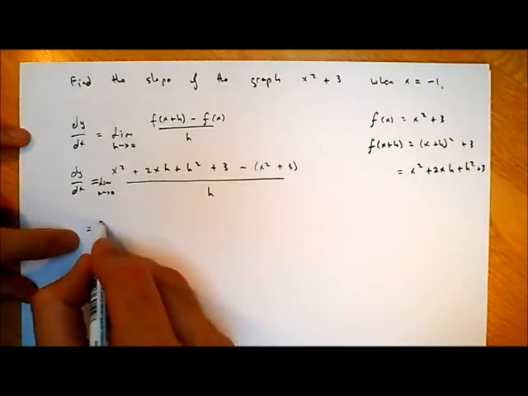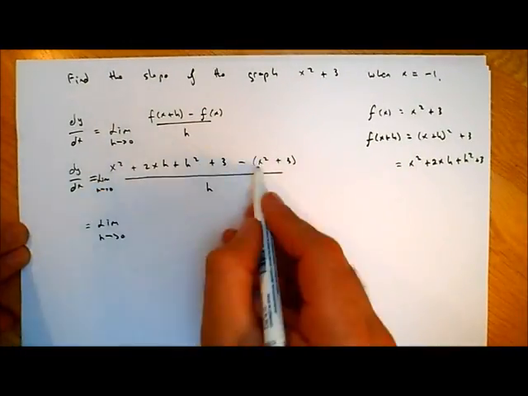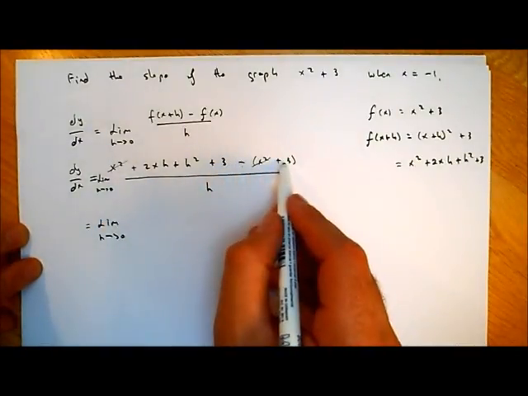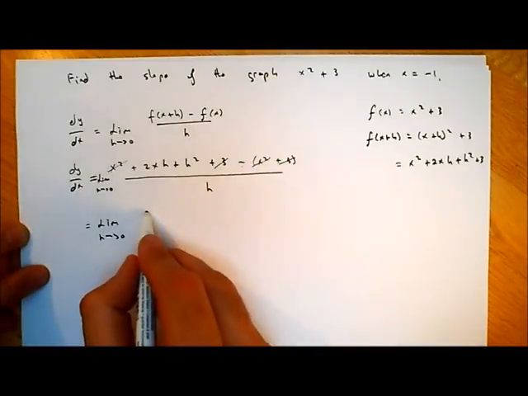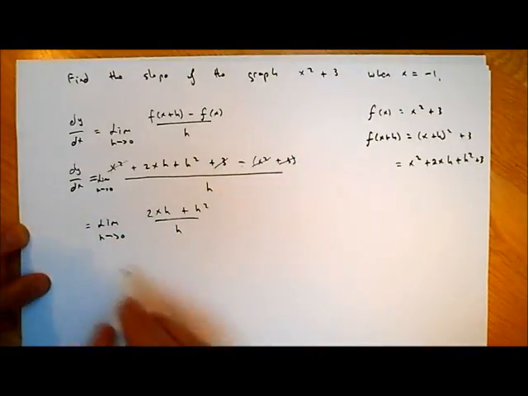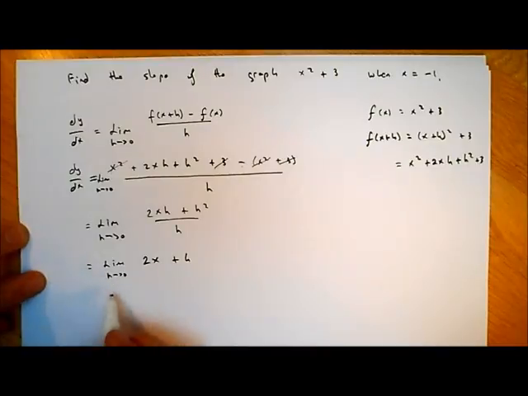So we get the limit as h approaches 0. We've got x squared minus x squared, so they're gone. We've got 3 minus 3, so they're gone. And we're left with 2xh plus h squared all over h. So let's divide by h. h into 2xh goes twice x, h into h squared is h. And now we can work out the limit. As h approaches 0, that's going to give us 2x plus 0, which is just 2x.